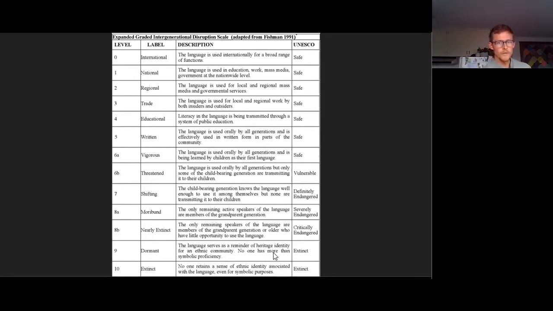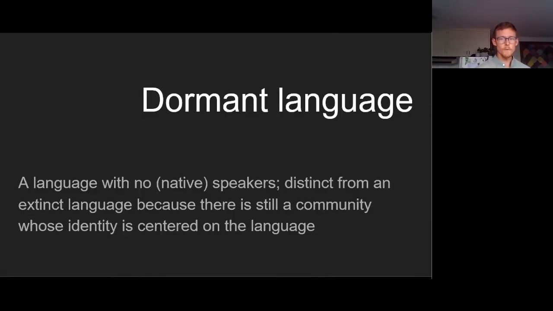But the difference between, on this scale, a level 9 dormant language and a truly extinct language is that a dormant language is a language that has no native speakers, but there is still a community that associates or identifies with that language that existed previously, even if there are no native speakers of it. So what that means is that the language that is dormant is associated with an ethnic group that still exists, even if the language currently is not spoken. Whereas a truly extinct language does not serve as any kind of marker of identity for any community, right?